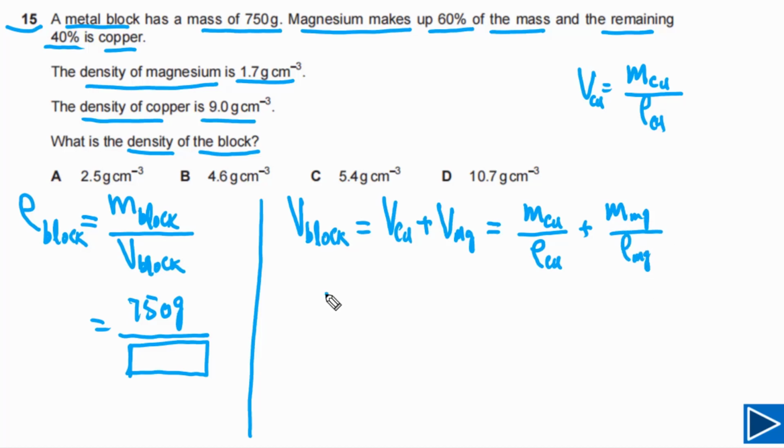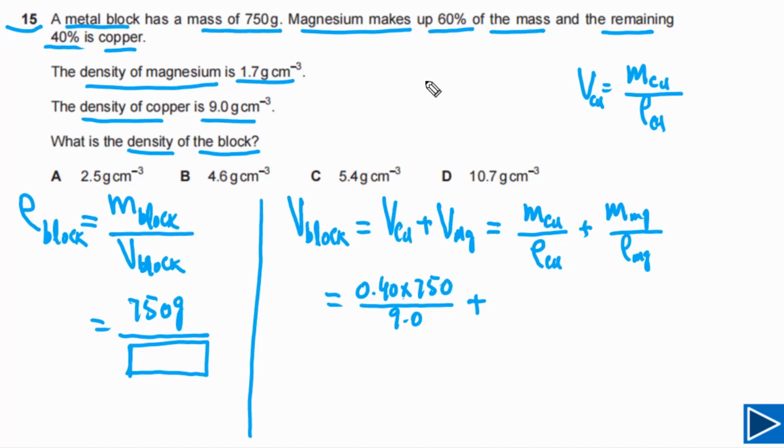Now simply we need to plug in values. Mass of copper, it is given to us as 40% mass, meaning 40% of the mass of the block is the mass of copper. So that's the reason you need to multiply by 0.40. And this one we have to divide by the density of copper. Density of copper is 9.0 grams per cubic centimeter. And the mass of magnesium: magnesium makes up 60% of the total mass.